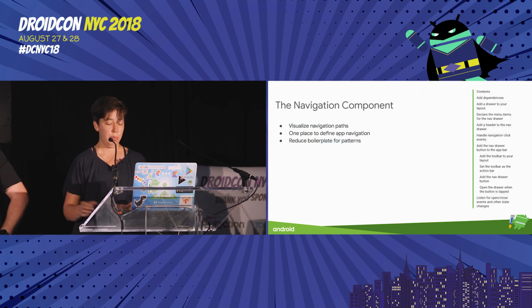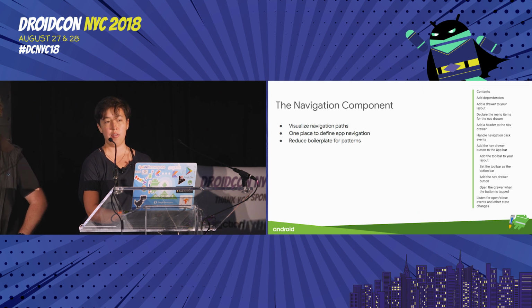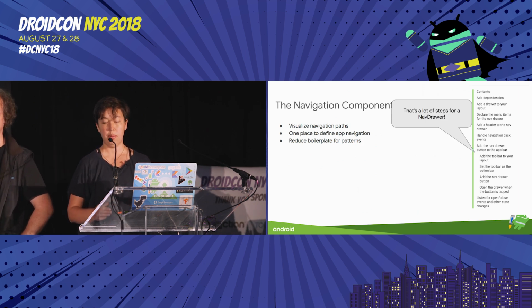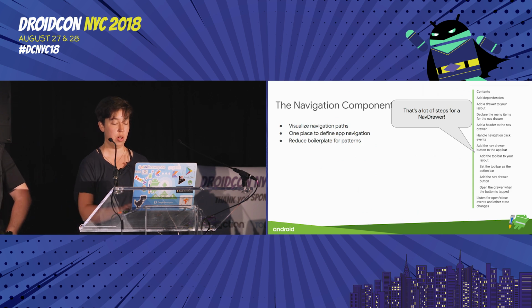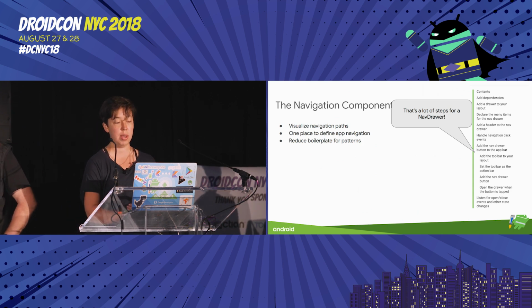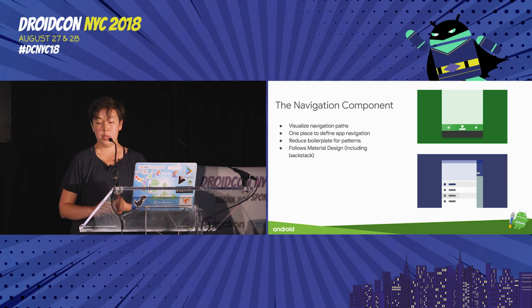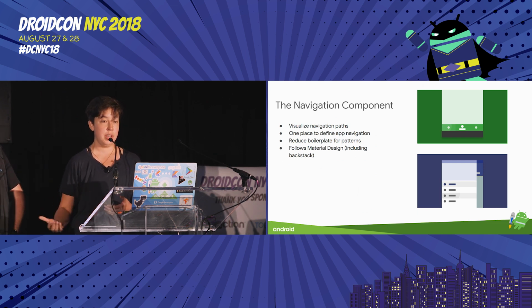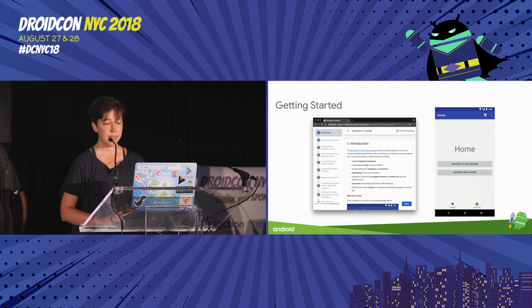Also, it reduces boilerplate. Before, this was the table of contents for what you needed to do for a nav drawer. It's now essentially been simplified to a single line of code to set up a nav drawer, plus the menu for that nav drawer. And finally, it also helps follow the material design principles that Dan was talking about, specifically making sure that you're doing at least what material design says you should be doing as far as the backstack.